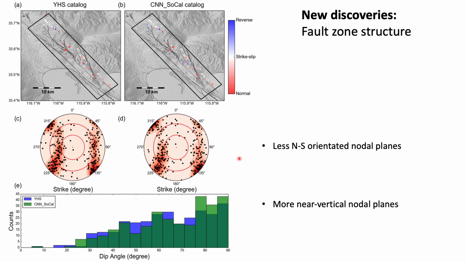The new catalog also provides new insights into the fault zone structure. We checked the nodal plane orientations of focal mechanisms in the southern San Andreas fault zone. The new catalog shows fewer north-south oriented nodal planes and more near-vertical nodal planes compared with the standard catalog.